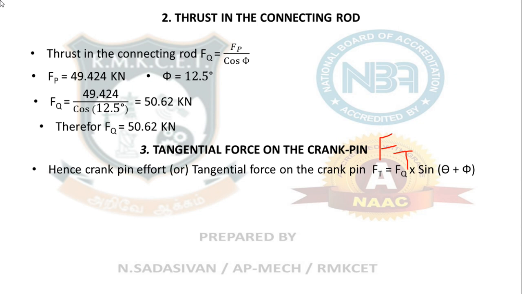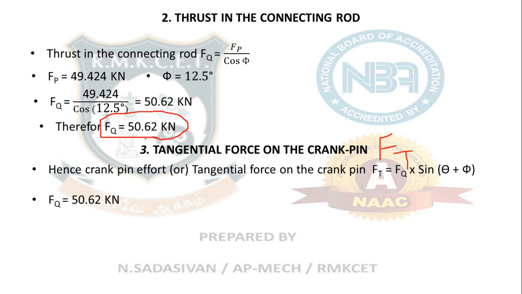There are many intermediate formulas for Ft. This is a very simple formula. You can directly use it because you know both theta and phi. Fq is also known. Directly put everything into this formula. Okay. So Fq is 50.62. You have just now calculated above. Okay. So you have just calculated here that Fq is equal to 50.62.